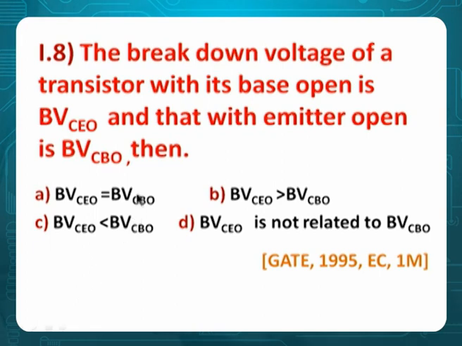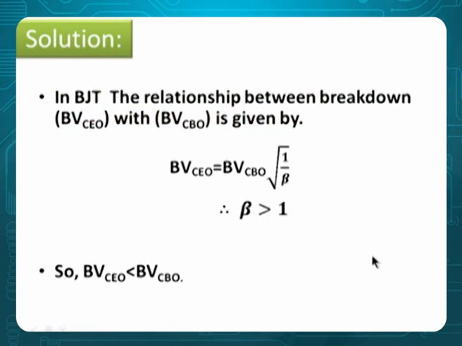BVCBO is equal to both are equal, or BVCEO is greater than BVCBO, BVCBO is greater than BVCEO, and nowhere related. That's given in GATE 95, 1 mark. Look at the relationship here. This is common emitter, this is common base, 1 by beta. And you know beta is large, 1 by large is a small quantity. Therefore, VCO is smaller than BVCO.